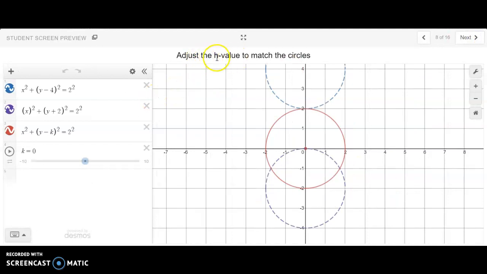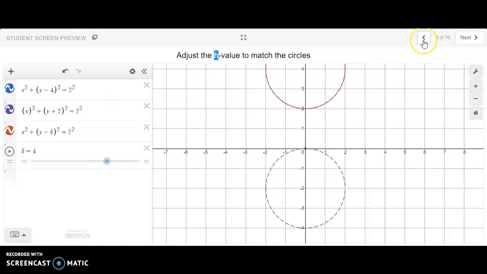All right. Here it says adjust the h values. That should say adjust the k value. But we notice the circles move up and down. And so if I slide this to the left, my k value is -2. But if I look at the purple equation, it says y plus 2. So again, that opposite thing. Slide it up this way to match the blue circle. I'm at k equals 4, and here it shows y minus 4.